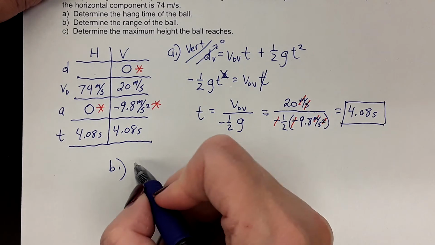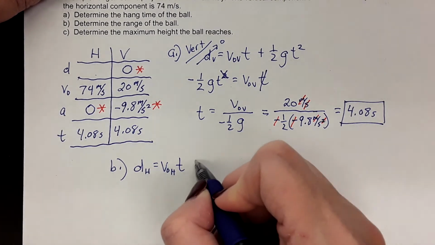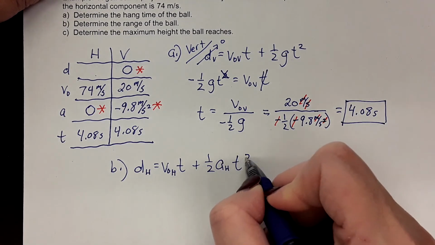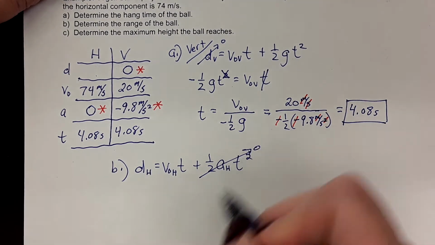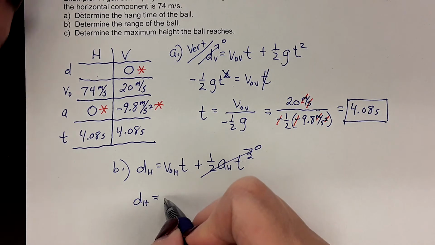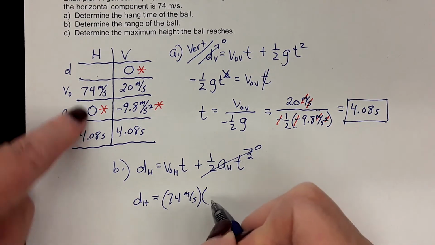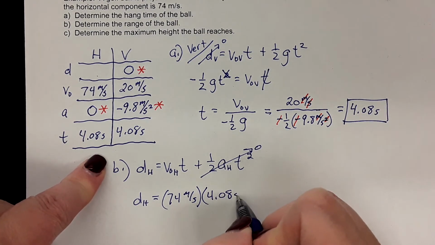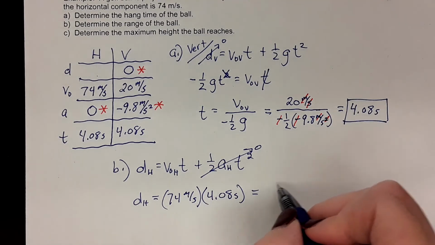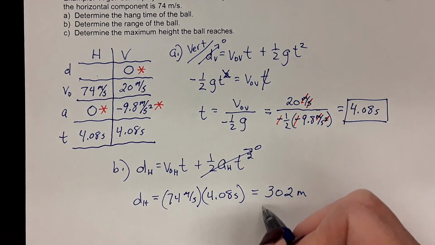So to get the range, we're going to say DH equals V sub OH T. What's your subscripts? We're now working on the horizontal side, not the vertical side. This part drops out because we have constant velocity. And DH is going to be 74 meters per second for 4.08 seconds. And that's going to give us a range of, I think, 302 meters.